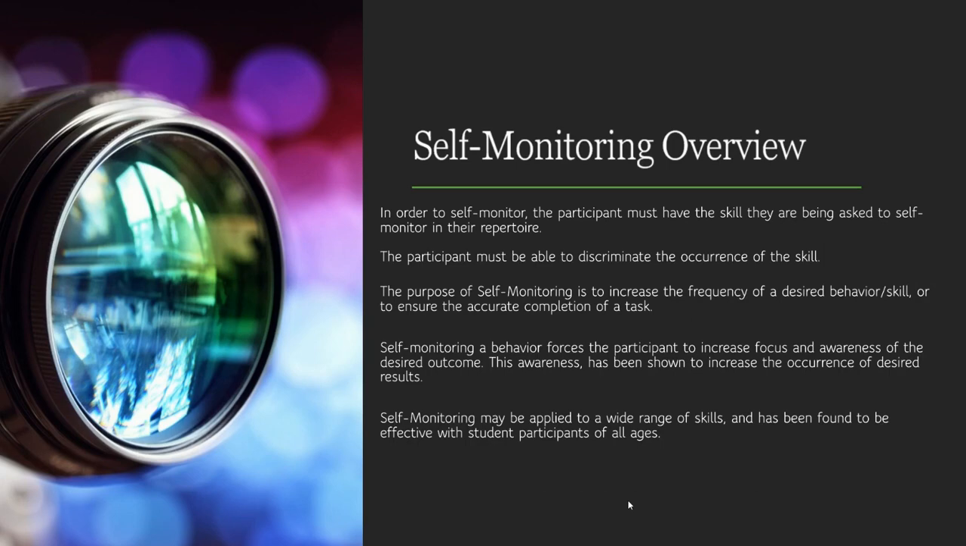So let's talk a little bit about an overview of self-monitoring. In order for students to self-monitor, that student must have that skill they are being asked to self-monitor in their repertoire, meaning they have to have been explicitly taught that skill in order to be able to monitor themselves as to whether or not they are demonstrating that skill. That participant must be able to recognize the occurrence of that skill. So they must be able to recognize when they are or are not doing that skill.